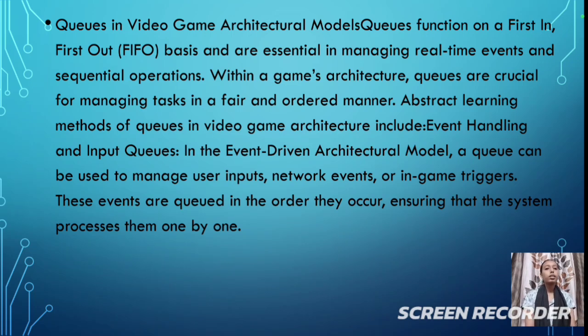Queues in video games. Architectural model. Queues function on a first in, first out, FIFO, basis and are essential in managing real-time events and sequential operations. Within a game architecture, queues are crucial for managing tasks in a fair and ordered manner. Abstract learning methods of queues in video game architecture include event handling and input queues. In the event-driven architecture model, a queue can be used to manage user input, network events, or in-game triggers. These events are queued in the order they occur, ensuring that the system processes them one by one.